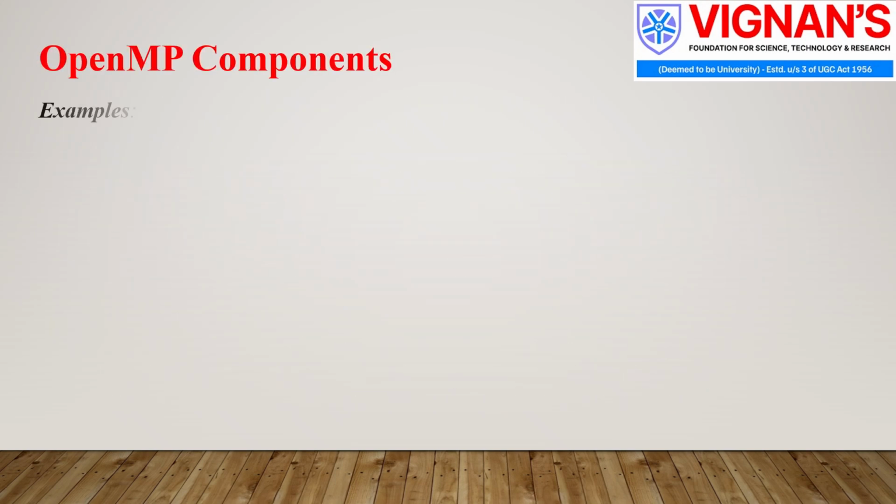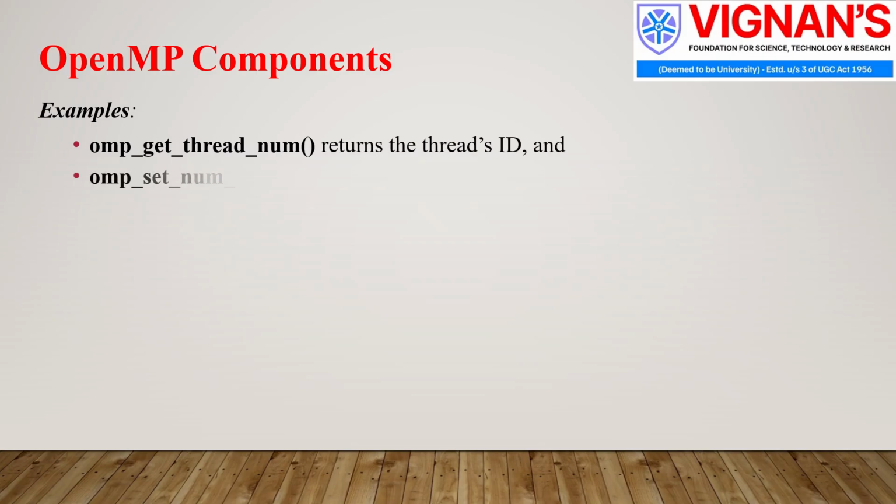Runtime library routine examples. OpenMP provides runtime library routines to manage threads during execution. The function omp_get_thread_num returns the unique ID of the current thread. The function omp_set_num_threads sets the number of threads to be used in a parallel region.